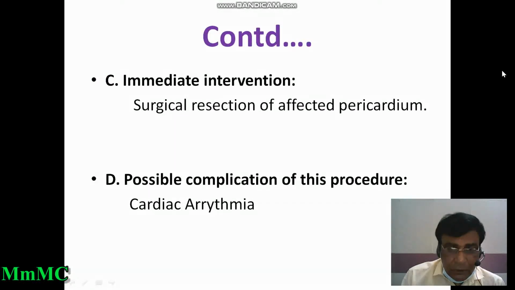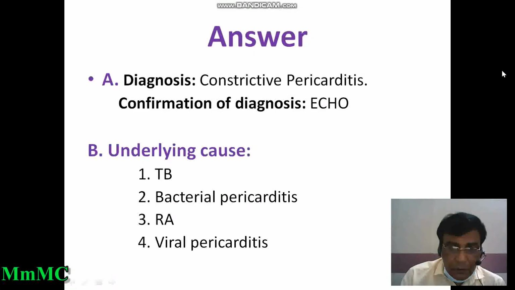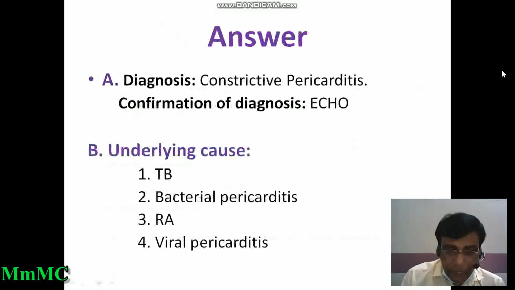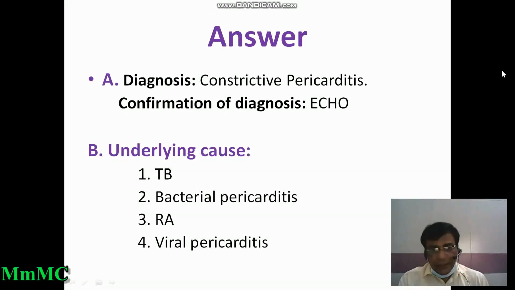And what is the underlying cause? The commonest cause is tuberculosis, but sometimes bacterial pericarditis, rheumatoid arthritis, and viral pericarditis can cause this disease also.